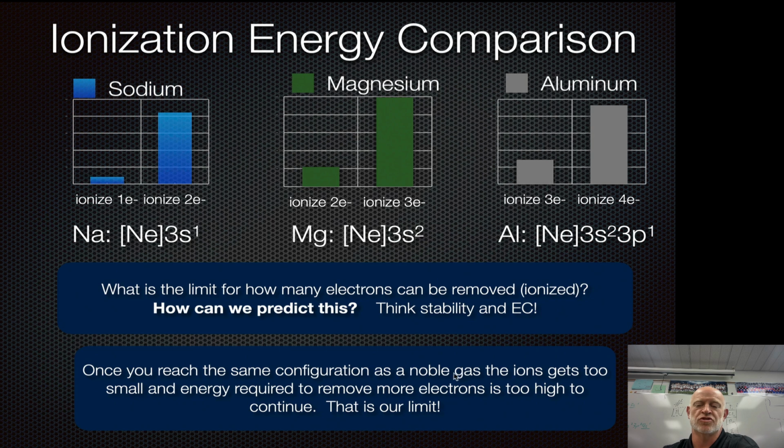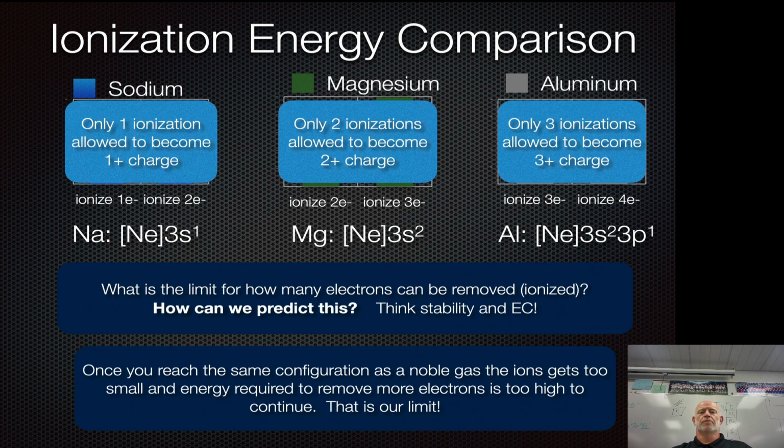So that same configuration as a noble gas, the D block can also be full, included with that. The ions start to get too small, and the energy required to remove the electrons is too high to continue. That's our limit, okay? That's why we say sodium could only ionize to be a 1+, and magnesium could only be a 2+, and aluminum is going to be a 3+. They can't go past that point because they now have too much energy required to take another electron away in a normal situation or in a natural world, okay? But up until that point, they can do that, all right? So for sodium, 1 ionization is allowed. For magnesium, 2 ionizations are allowed, and aluminum, 3 ionizations are allowed.